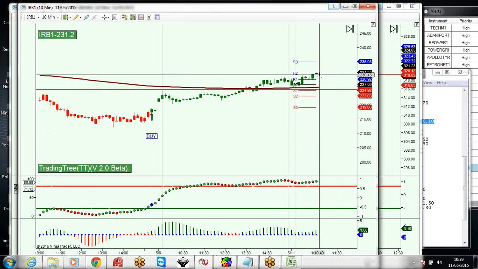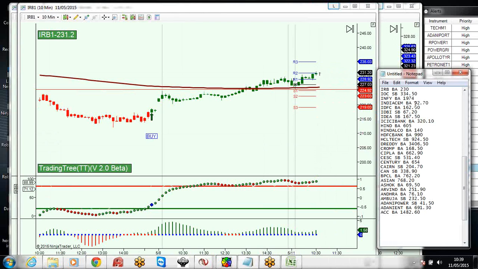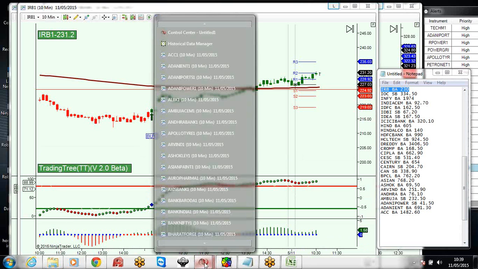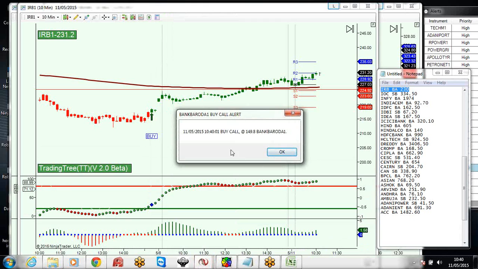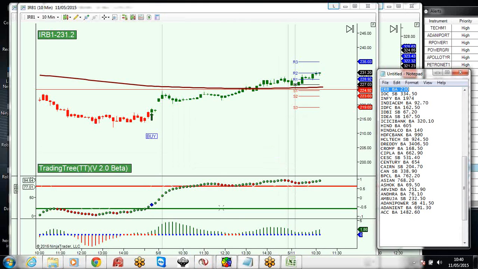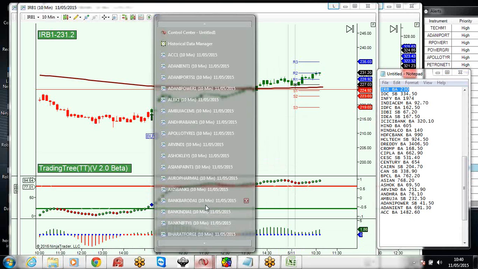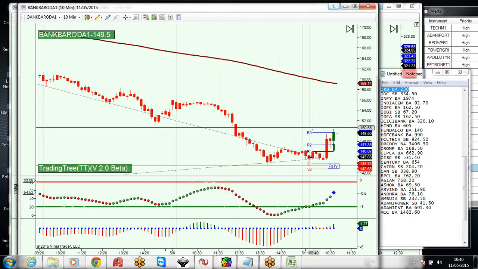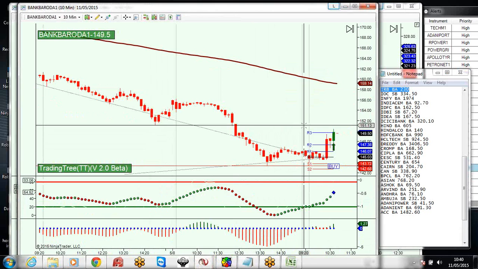$230 was our entry for IRB. Now it's at 231.20. There is a buy call in Bank of Baroda. So we have a buy in Bank of Baroda. So you can buy it at 151.30.